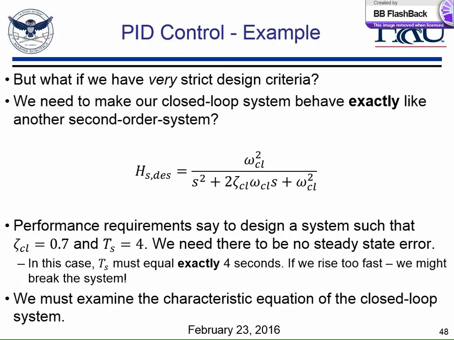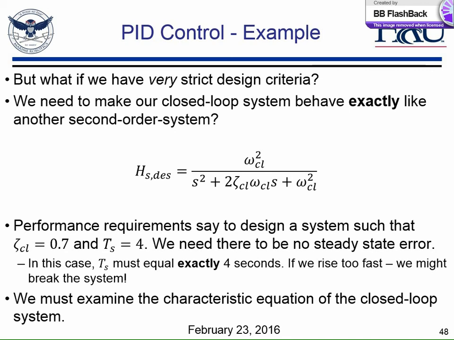So this is an example I'm going to go through real quick. We've got 5 minutes. What if we have a really strict design criteria, right? What if we need to make our closed loop system behave exactly like another second order system, right? We have some kind of actuator performance requirement that says it can't produce too much effort.